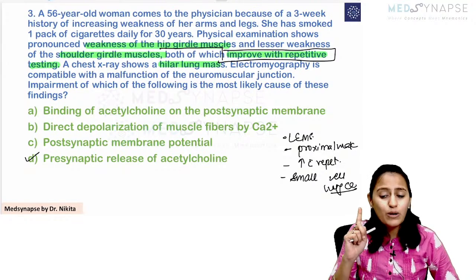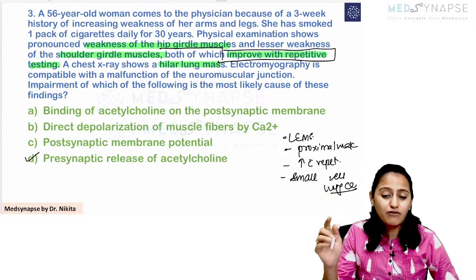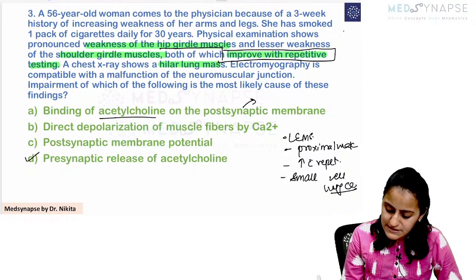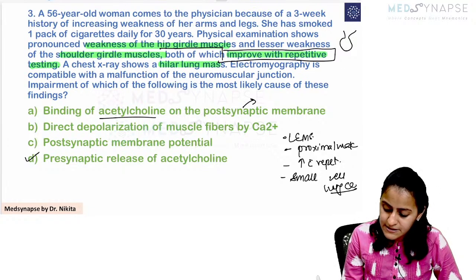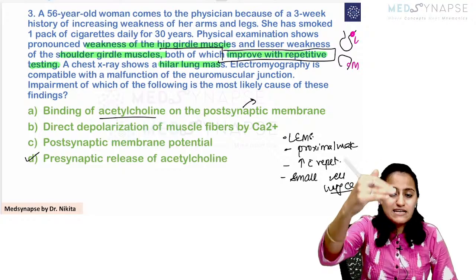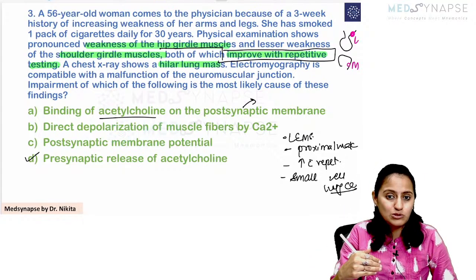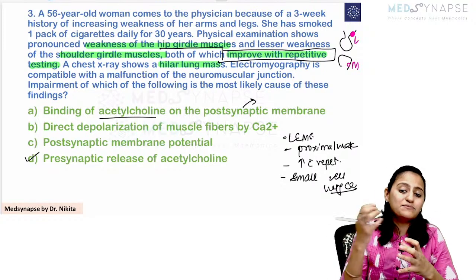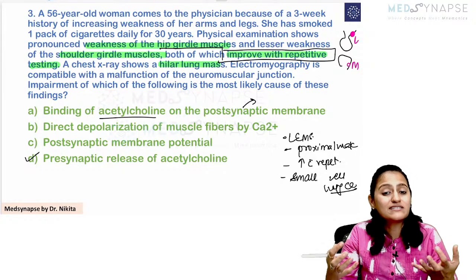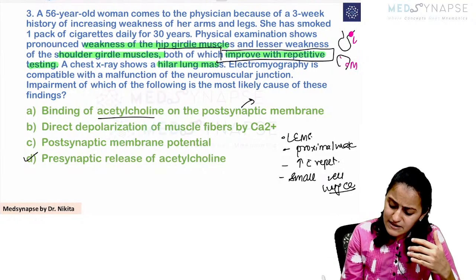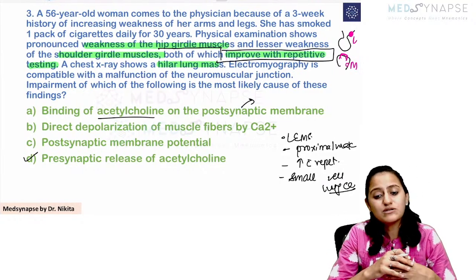With myasthenia, what would have been the correct option? Binding of acetylcholine on the postsynaptic membrane. So what happens in Lambert-Eaton and in myasthenia is, in Lambert-Eaton, the problem is presynaptic. Remember, L comes before, M comes after that. So presynaptic is Lambert-Eaton and myasthenia is postsynaptic. Presynaptic voltage-gated calcium channels are affected, and that is why depolarization is not happening and the neurotransmitter is not released. So it's a problem with the release of acetylcholine. In myasthenia gravis, it is the postsynaptic acetylcholine binding which is a problem.